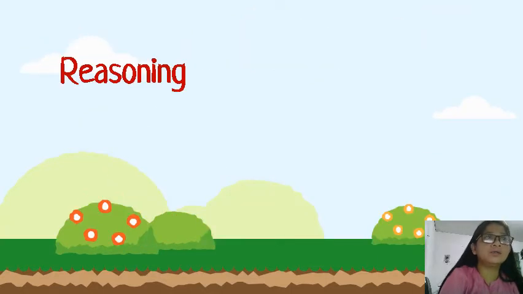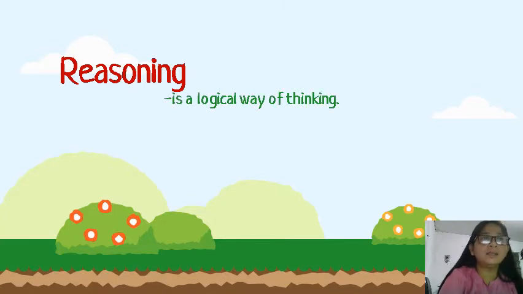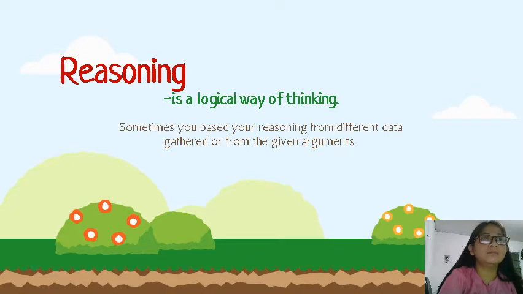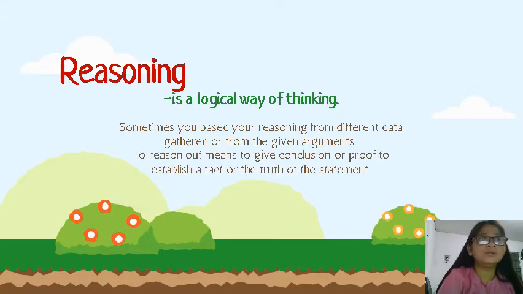Let's start with the definition of reasoning. Reasoning is a logical way of thinking. Sometimes you base your reasoning on different data gathered or on the given arguments. To reason out means to give conclusions or proof to establish a fact or the truth of the statement.